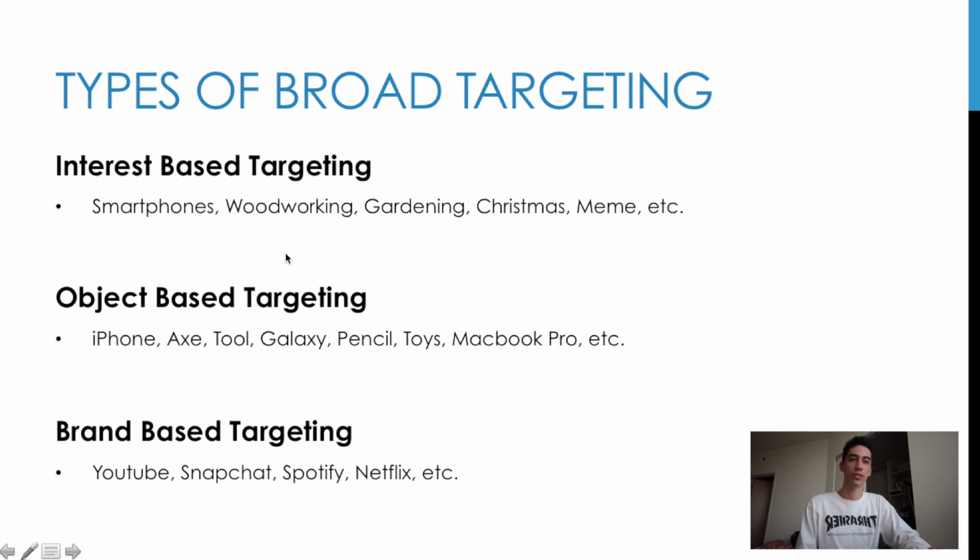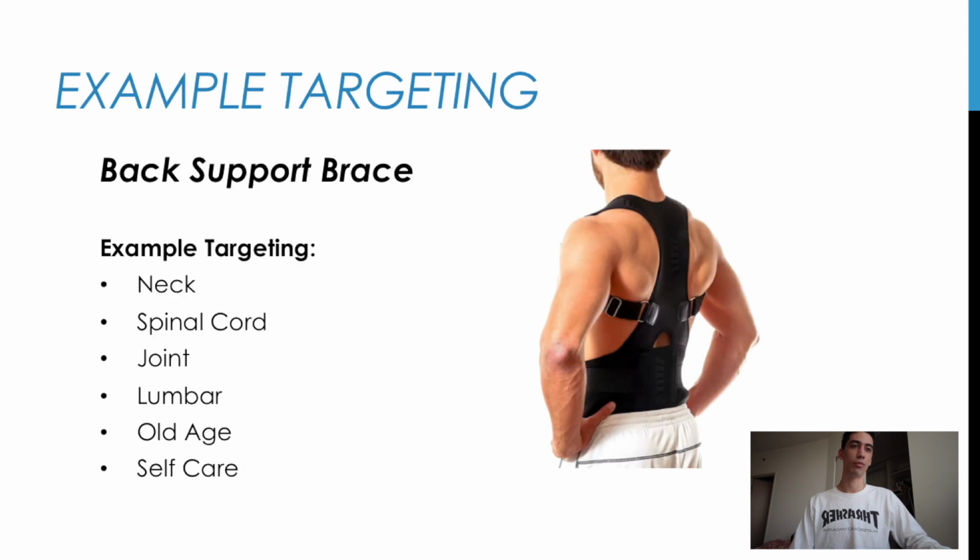And then the second one is object-based targeting. So different objects, for example phones, iPhone, axe, tool, galaxies, pencils, toys. These are all different objects, so that's a different type of angle. Another one is brand-based, so different brands like YouTube, Snapchat, Spotify, whatever it is, Taco Bell, there's a gas station down there, Shell. So these are all just different types of targeting, different angles we can use. Obviously there are hundreds more angles, but these are just 3 major ones that I came up with.